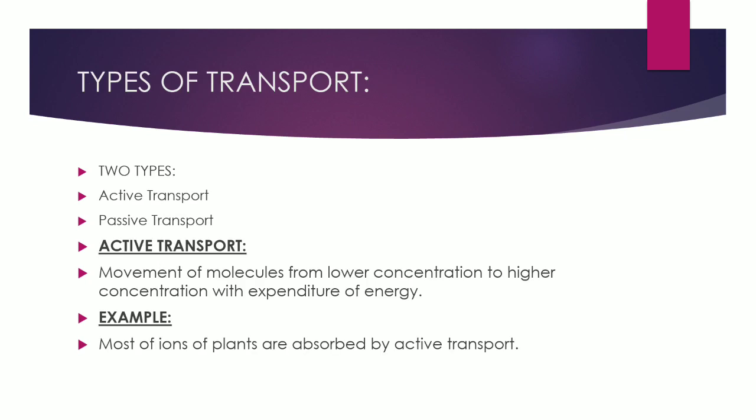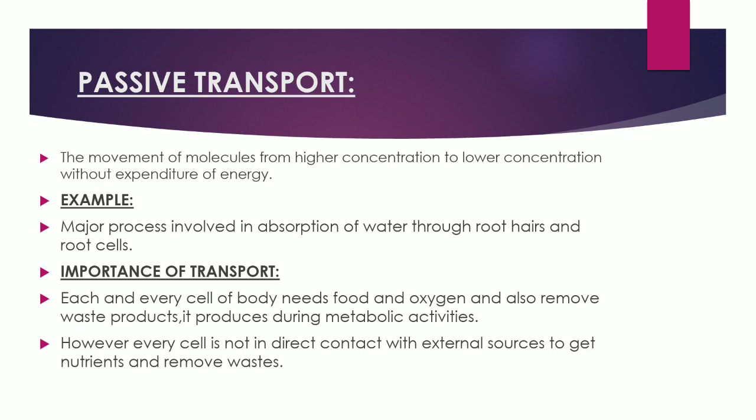called transport. So there are basically two types of transport, that is active and passive transport. Active transport is the type of transport in which the movement of molecules occurs from the region of lower concentration to the region of higher concentration with the expenditure of energy. Expenditure here means with the use of energy. So the example of such type of transport is the movement of ions which are absorbed by the plant, that is by the process of active transport.